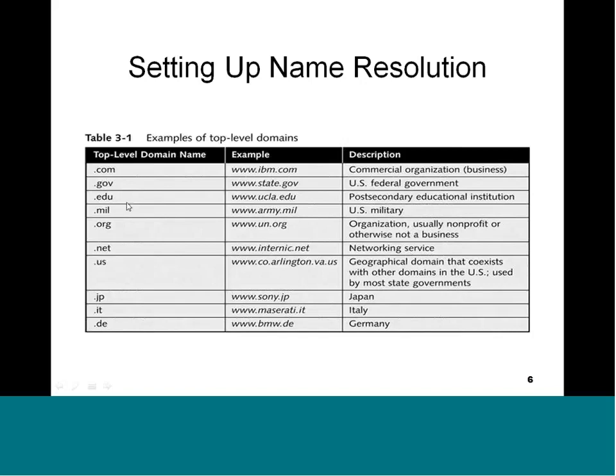Then you have EDU, which is another very common top level domain name. For example, here it's www.ucla.edu, could be stanford.edu, several schools.edu, and these are the educational institutions. So that's why the first 3 letters stand for EDU. Circle the EDU here.